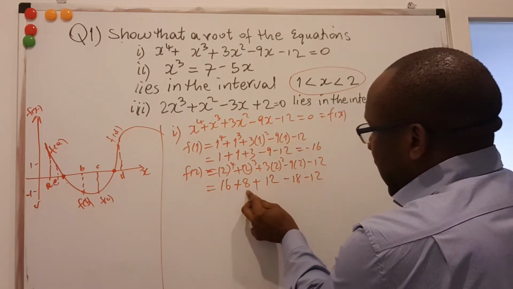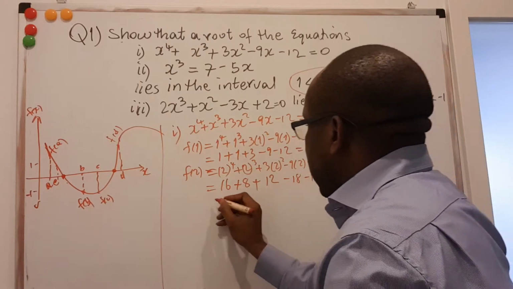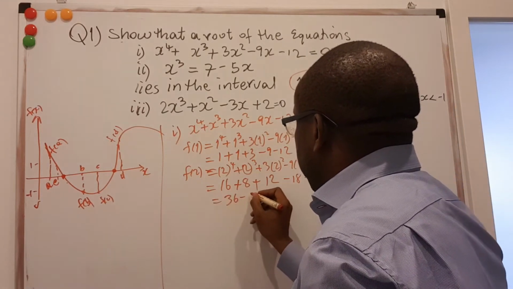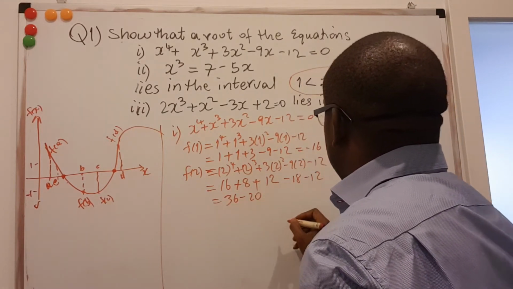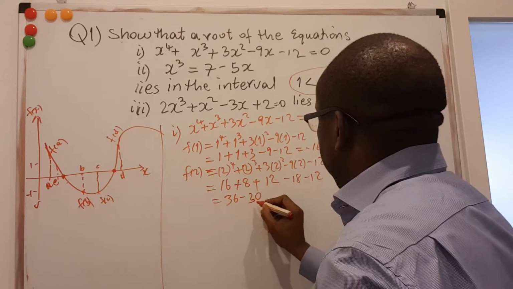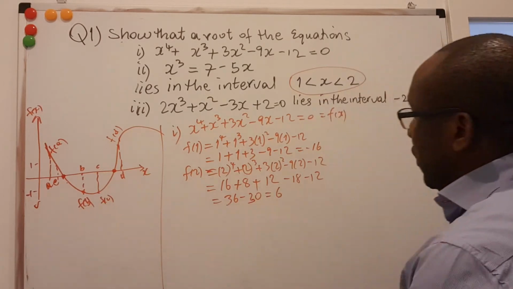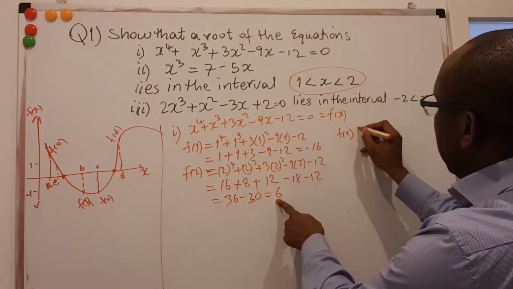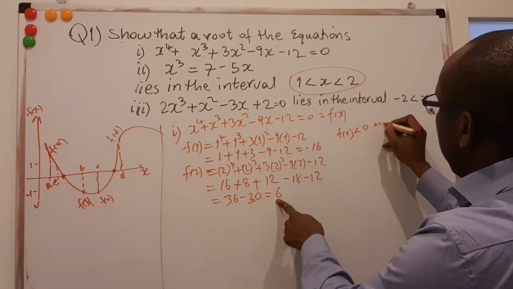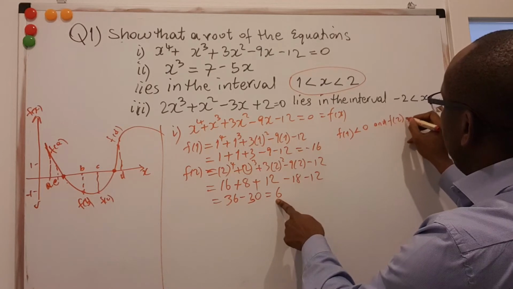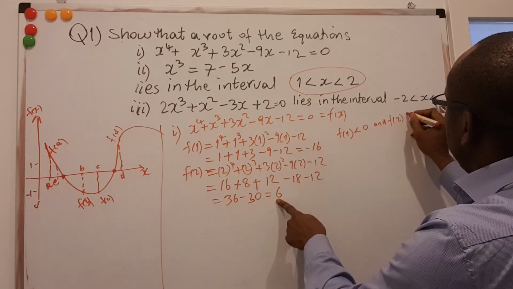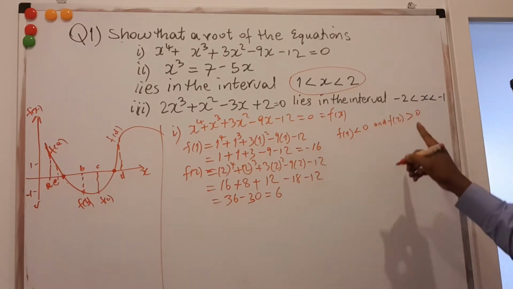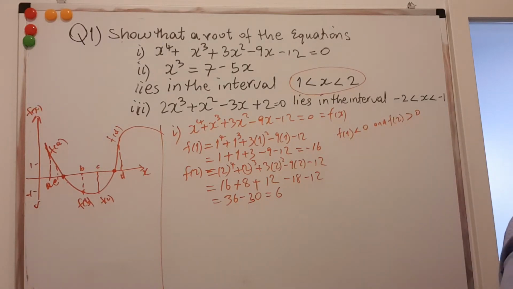If I take this and that, it is 20. And that is 36. So this is 36 minus 20, minus 30, excuse me. And that is 6 here. So you see, this is positive. So I see that my f of 1 is negative and f of 2 is positive. So if that is true, then it means it contains a root.